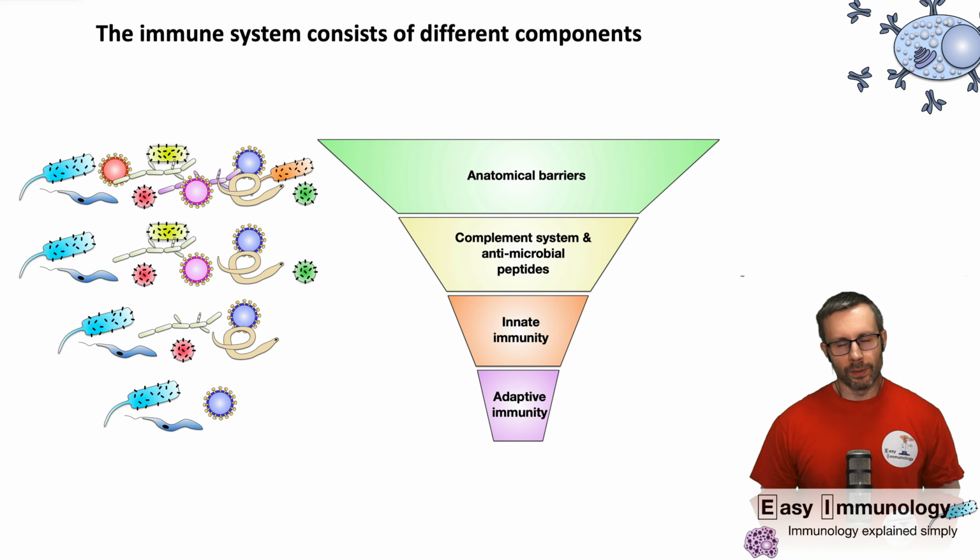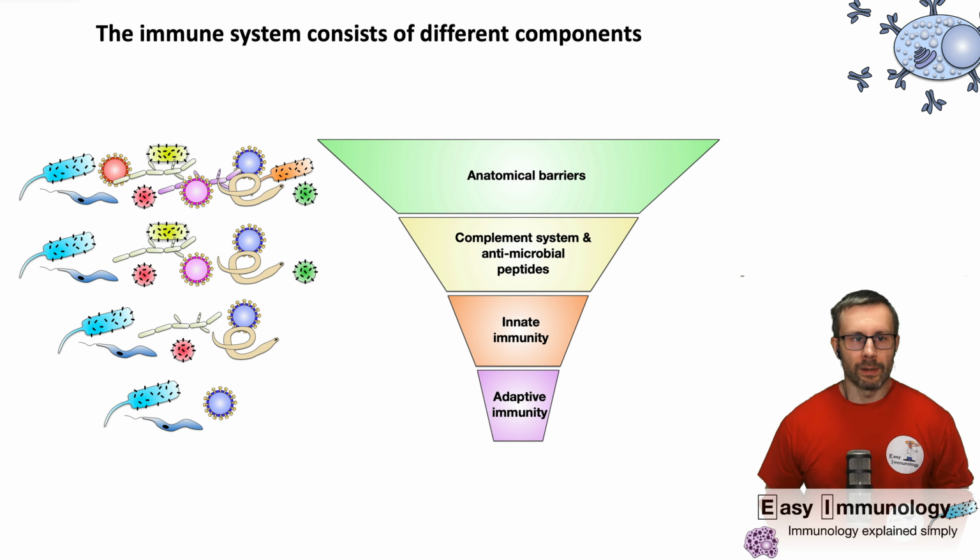And if we put the 4 barriers I told you about today again here on a last slide, you see we have the anatomical barriers that keep out the pathogens. Then we have the complement system and the antimicrobial peptides that directly start killing the pathogens once they are inside the sterile parts of your body. Then we have the innate immune system and we have the adaptive immune system.